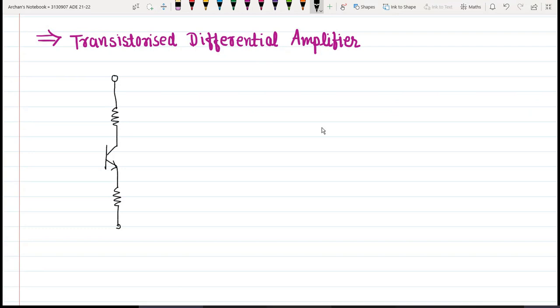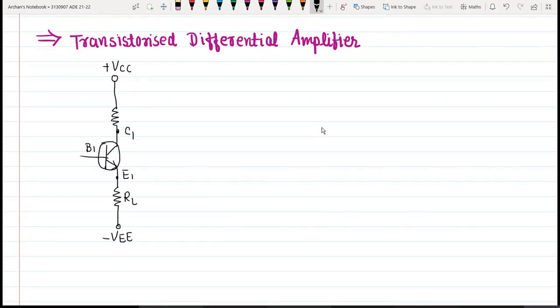And I am providing supply over here, right? This is base, so this is base B1, collector C1, and emitter E1 of the first transistor. Now we are providing the supply plus VCC to the collector terminal and minus VEE to the emitter terminal.